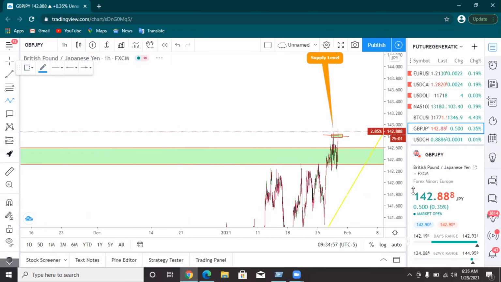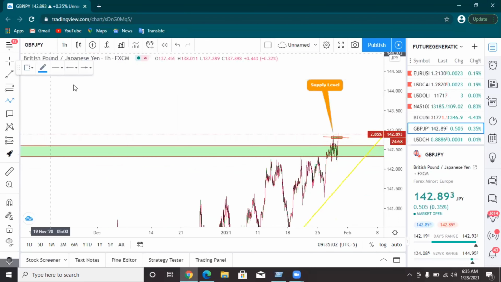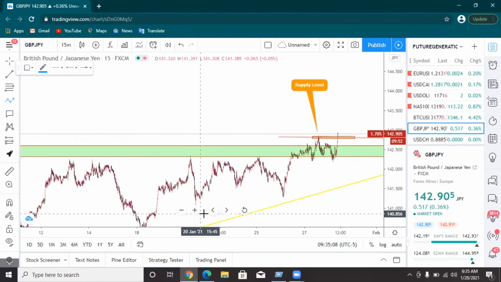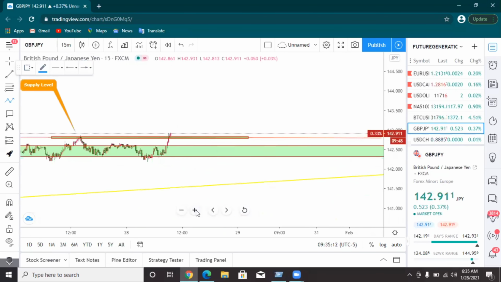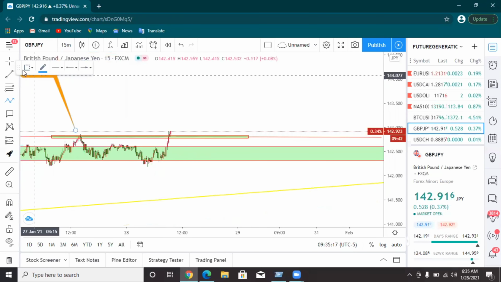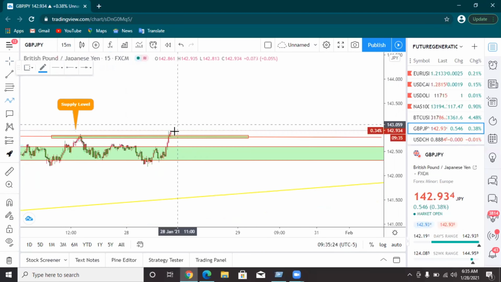Exactly, high point in the market. Exactly. So now, like I said, we're back to our 15 minute. Zoom it in. And like I told you guys, I want to see it break past my supply level. So let me move it down so you guys can see it. See what I'm talking about? Supply level, right here. I want to see it break past my supply level.